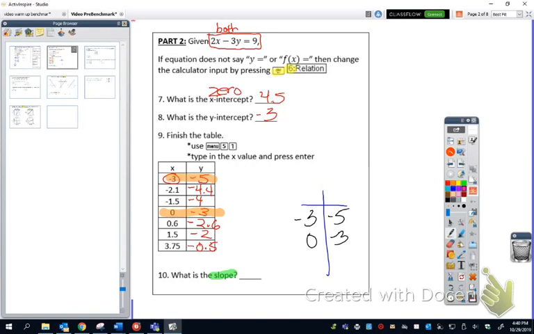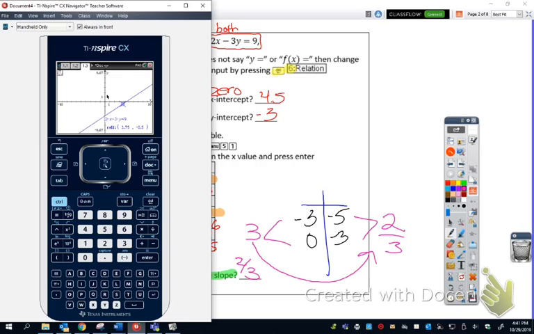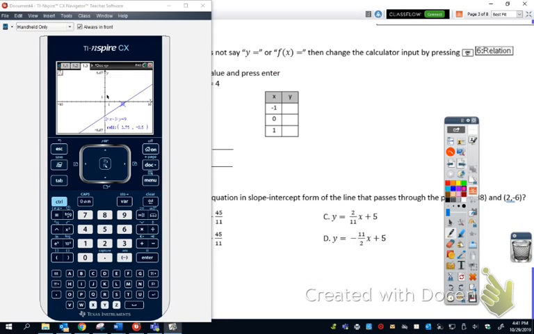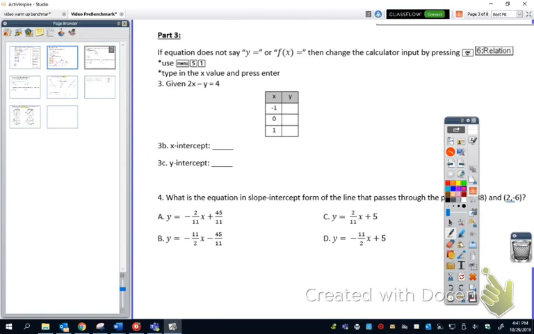Remember that you are going to subtract. So 0 minus negative 3 is positive 3, and then negative 3 minus negative 5 is a positive 2, and then you swing and put the 3 under. So it's a positive 2/3. If it is multiple choice, you can leave it as a fraction. If it isn't, then you need to change it to a decimal.